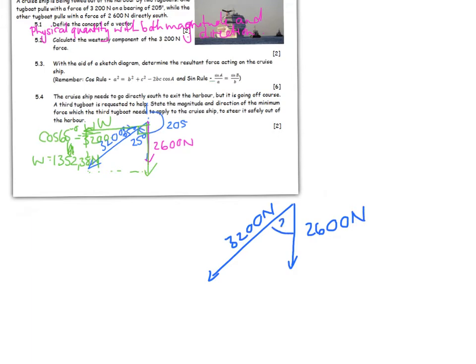This should be done with a ruler, but as I said, it doesn't have to be accurate. There's 25 degrees in there. Complete the parallelogram. And my resultant is the diagonal of that parallelogram. Once I have that much information, I do know that the opposite angles of a parallelogram are going to be equal.